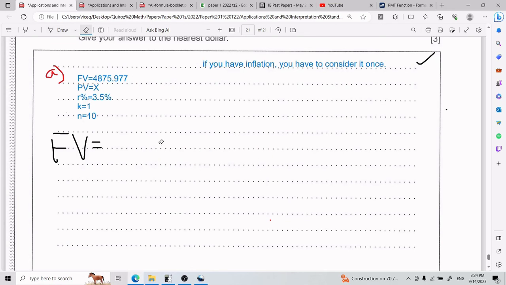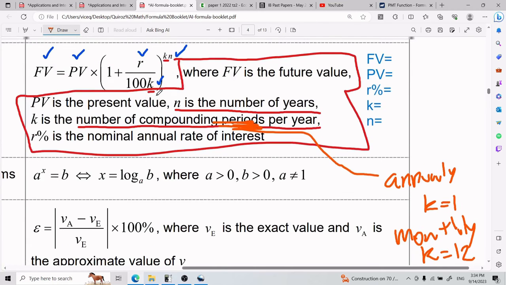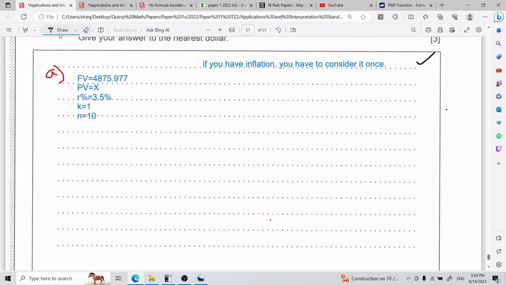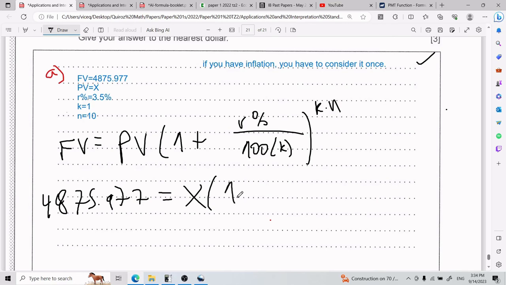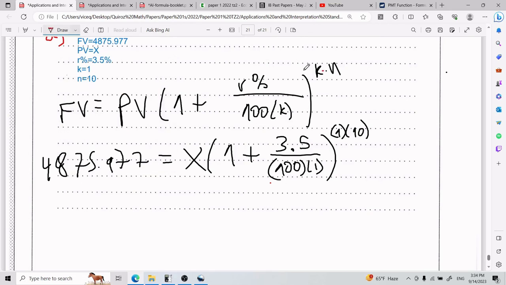Now let's go back to the formula I showed earlier, the one with all the blue check marks. FV equals PV times (1 plus my interest rate divided by 100 times K) to the power of K times N. If I plug everything in, I end up with 4,875.977 equals my variable x times (1 plus 3.5 divided by 100 times 1). It's already in percent, so you just divide by 100. Why times 1? Because K is 1, the compounding periods. 100 times 1 is still 100, I know, but just to be organized and follow the process, I'm going to plug everything in. That is what we're trying to find. Now I need to get x alone, so you can probably just divide by all of this, and it's going to work out.